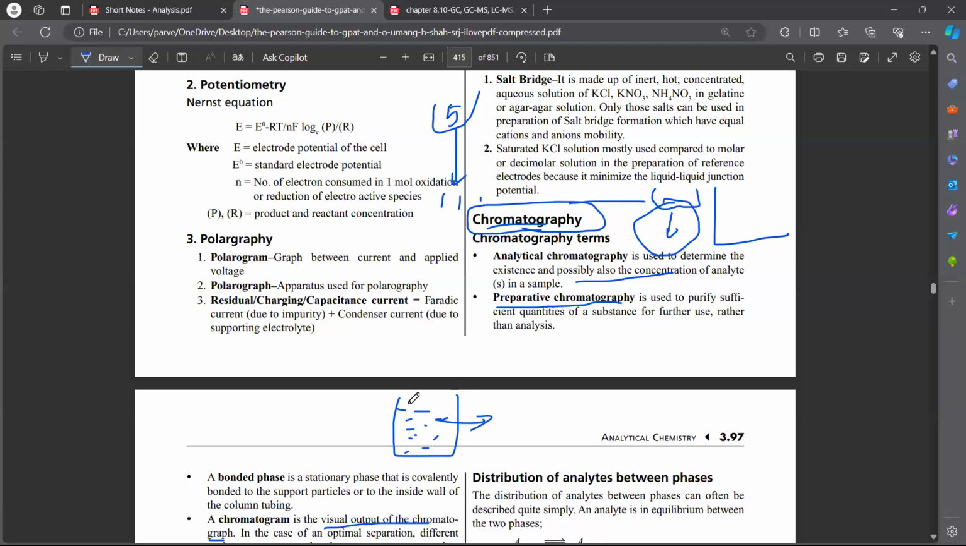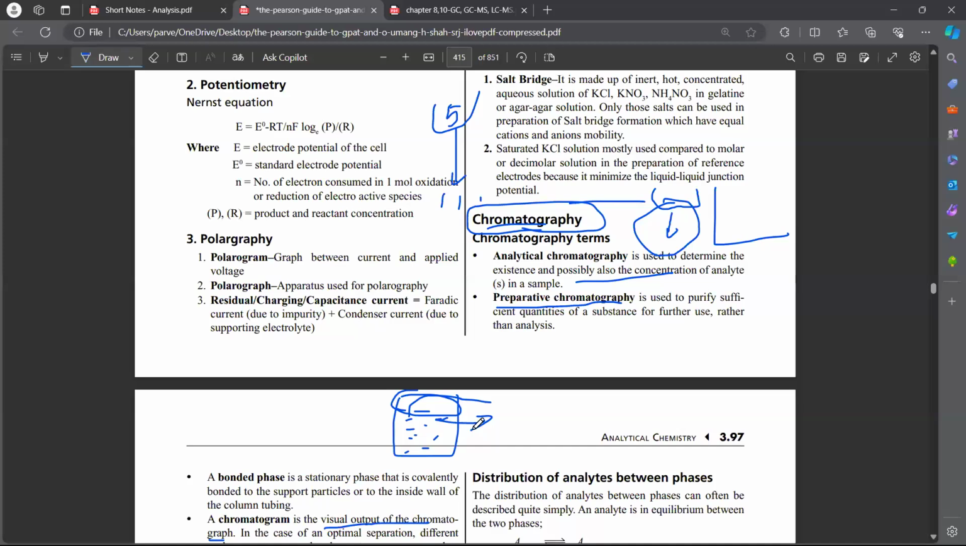The sample was generally the pigments of the green plant, and he used petroleum as the solvent. He basically used a hydrocarbon mobile phase, so the solvent is the mobile phase here. Based on the principle of adsorption, he was able to separate the different plant pigments into different colors. That is why he gave the name chromatography. Chroma means nothing but color.